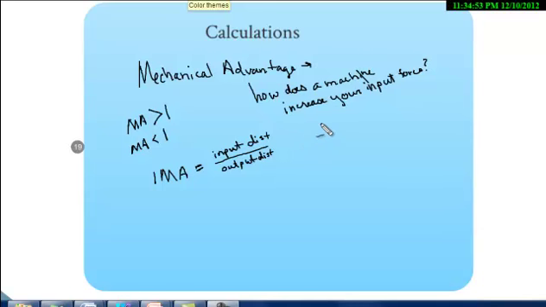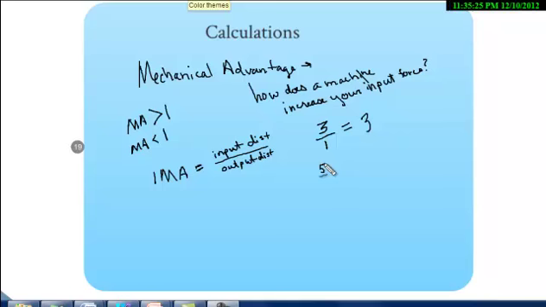So if I had an input arm of my lever that was 3 meters long and the output arm of my lever is only 1 meter long, then 3 divided by 1 would equal a mechanical advantage, or an ideal mechanical advantage, of 3. And if it was a perfect machine with no energy lost, it would multiply whatever force I put into it by 3 times.